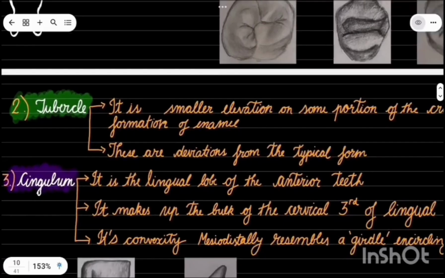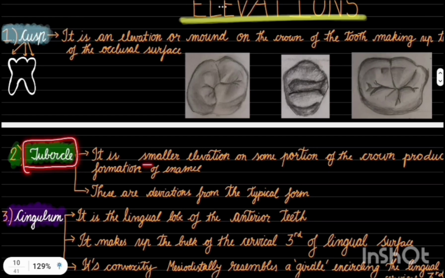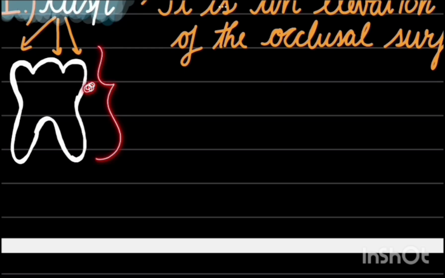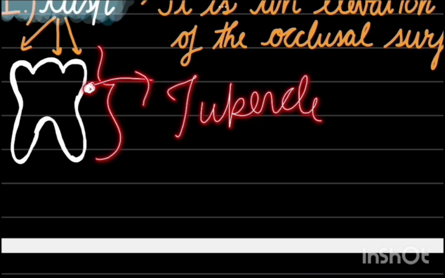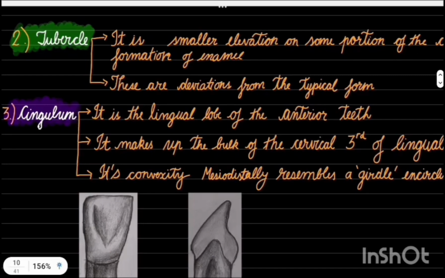Moving forward, we have the tubercle. Now as we know, cusp is a major elevation. So this tubercle is a smaller or a minor elevation. It occurs because of extra enamel deposition. Suppose in this tooth, if over here we have extra enamel deposited, this will be called the tubercle. Now in all the teeth, tubercles are not found. This is a rare case, so it will be a deviation from the normal form of tooth.